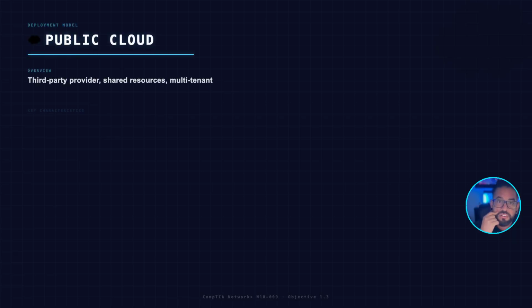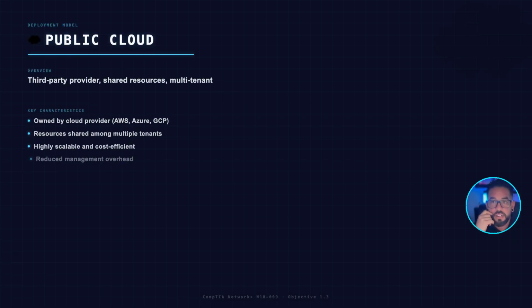A public cloud is owned and operated by a third-party cloud provider. Resources are shared amongst multiple organizations, or tenants. Public clouds offer scalability, cost efficiency, and reduced management overhead. The major cloud providers are Amazon Web Services, Microsoft Azure, and Google Cloud Platform.